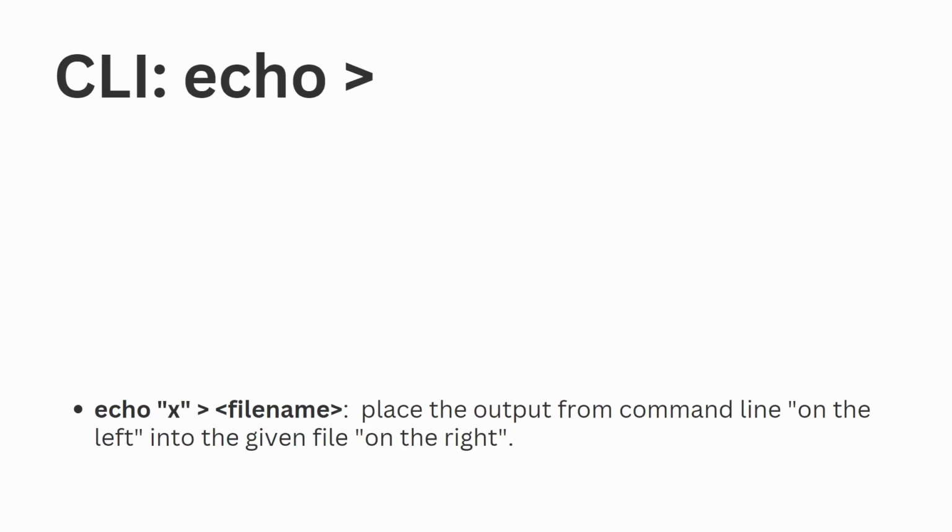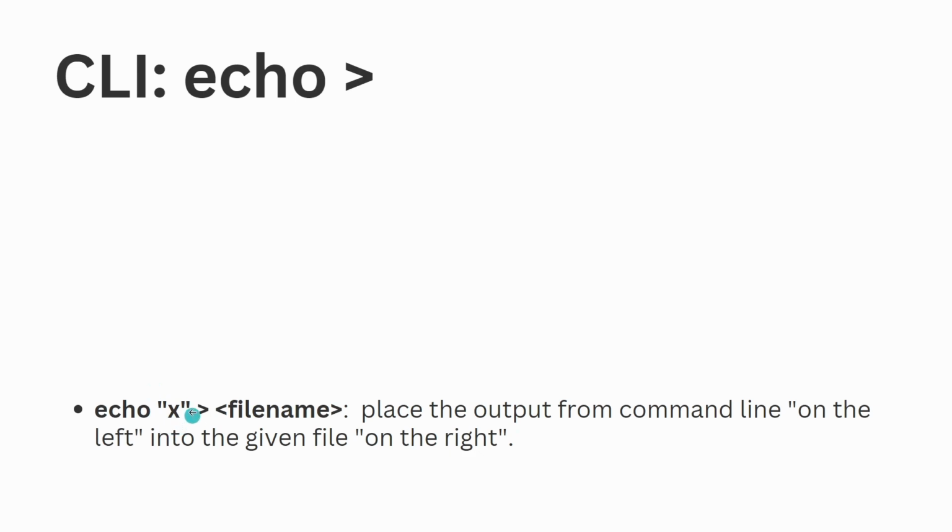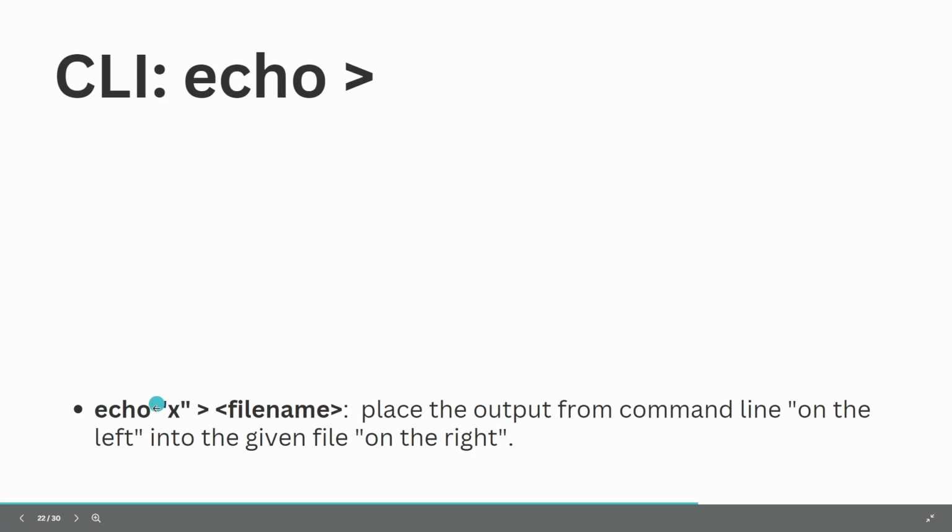The next command is called echo, and echo takes two arguments. This is the first one and this is the second argument, which is a file name. So it takes the first argument as data and puts it in the given file name. So it places data inside this file. That's it. Place the output from the command line on the left into the given file on the right. Let's try it out.